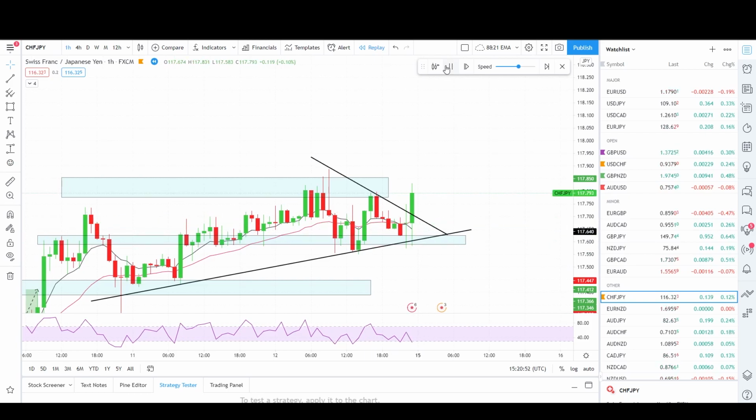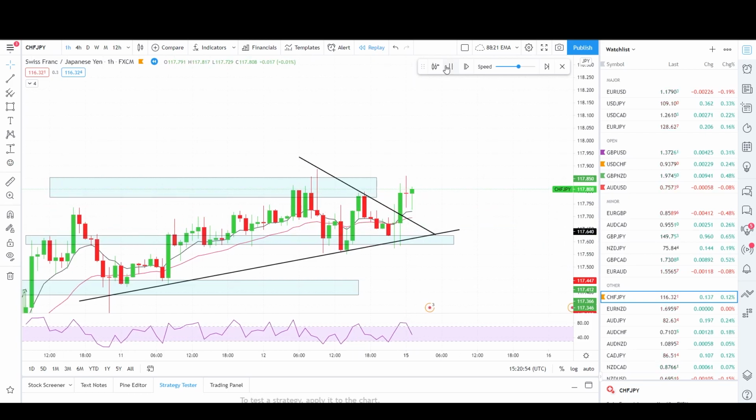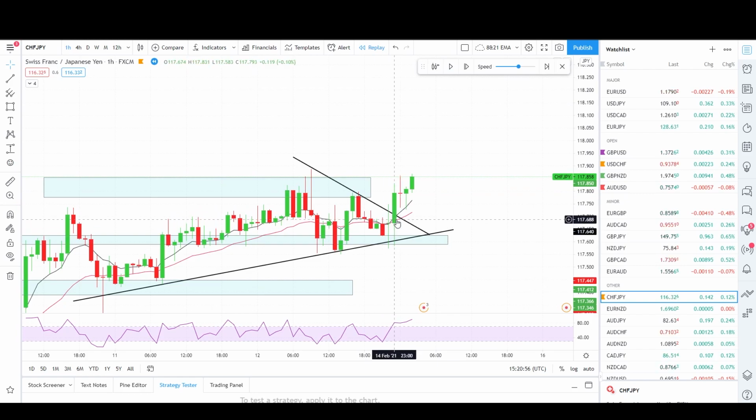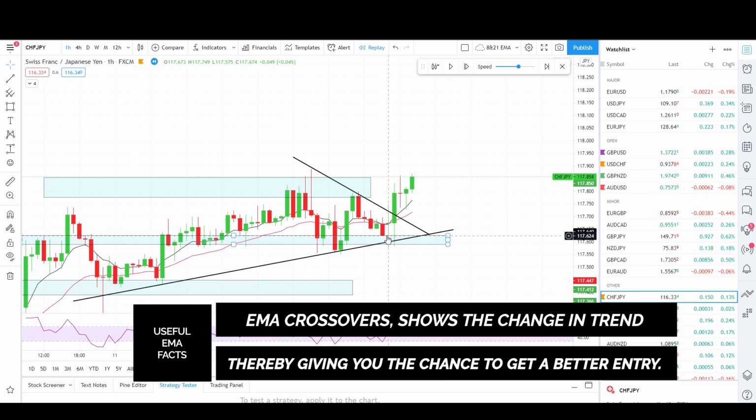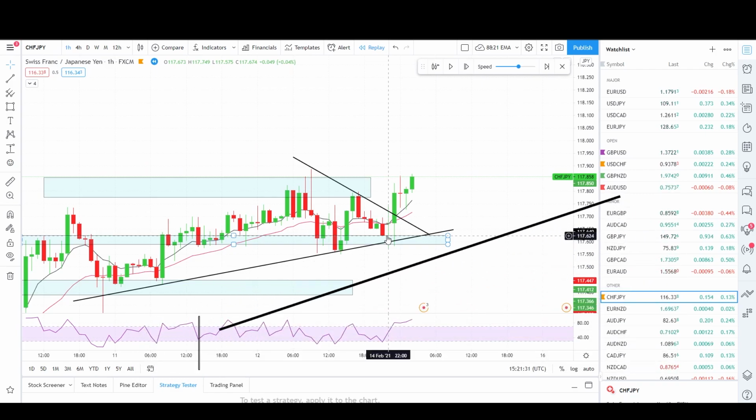So let's carry on with the replay tool, and as you can see, we have a nice crossover of exponential moving averages. Because of that crossover, it means that the buyers are definitely dominating the market. It is also a great indication for a buy scenario, because we need the candlesticks to be above the exponential moving averages for a potential entry on a 5-minute chart.